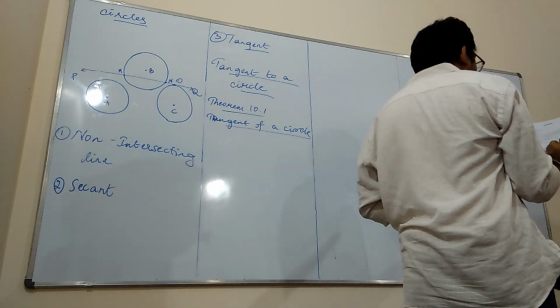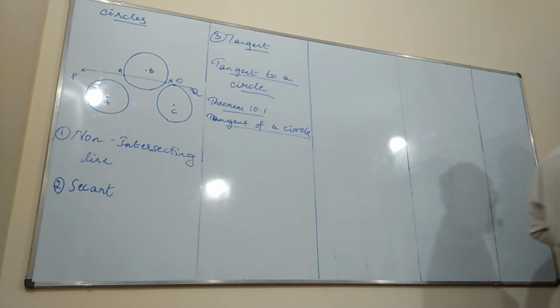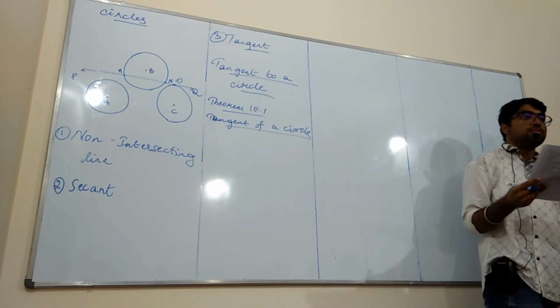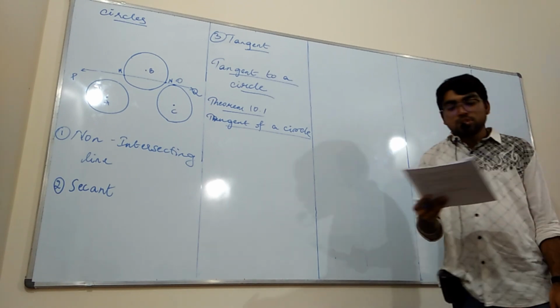The tangent at any point of a circle is perpendicular to the radius to the point of contact. This is what is the definition.